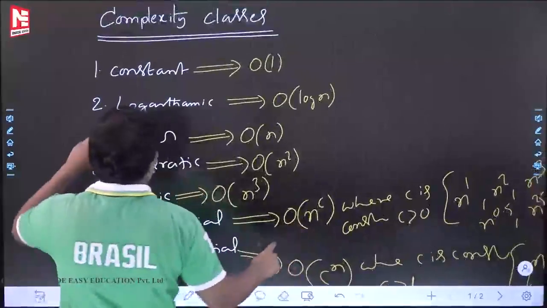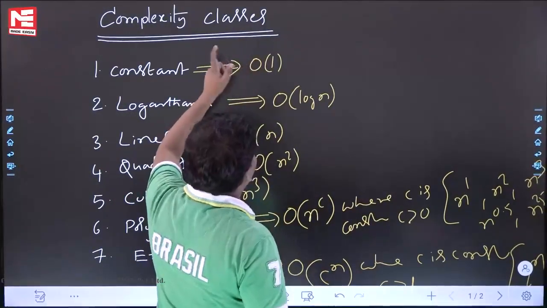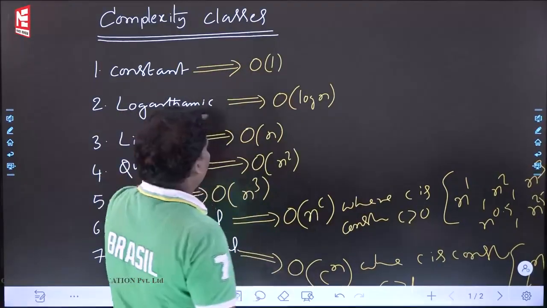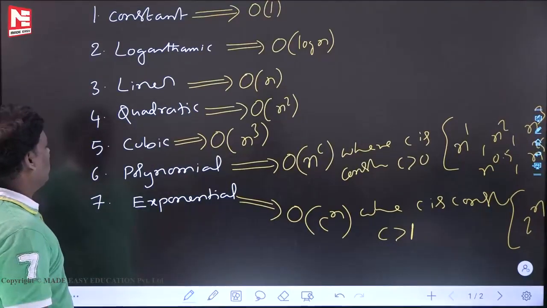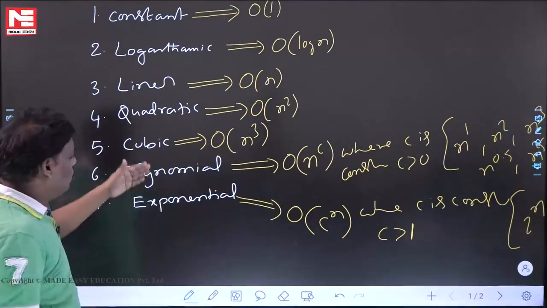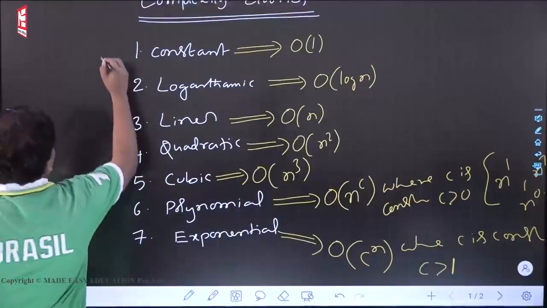Next one, constant. Every constant is constant: 5 also constant, 10 also constant, 20 also. Everything is big O of 1. Logarithmic, big O of log n. Linear, big O of n. Quadratic, big O of n square. Cubic, big O of n cube. Polynomial, exponential. And one more thing, I have written all these in increasing order.